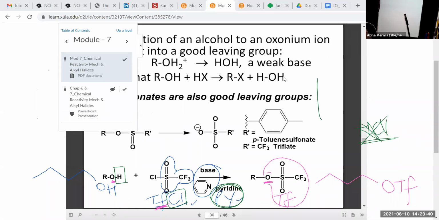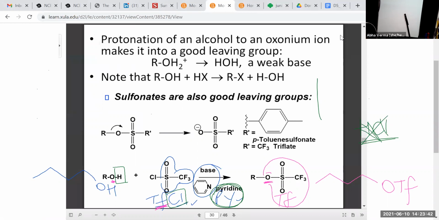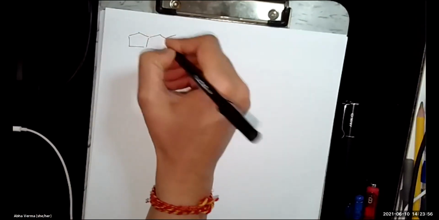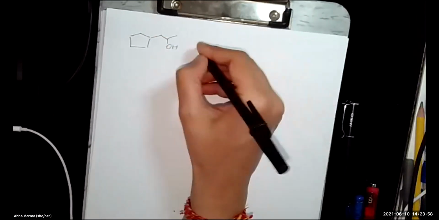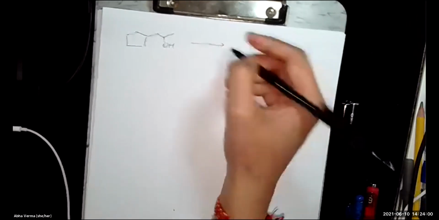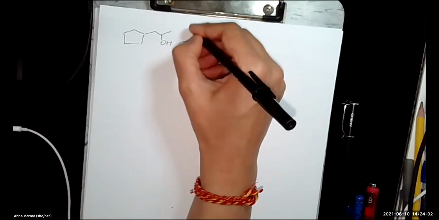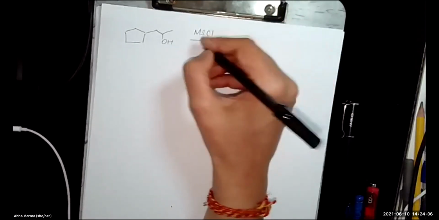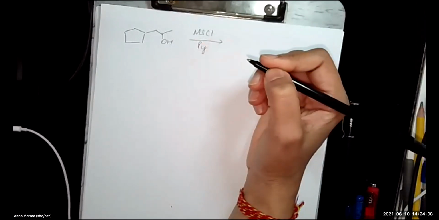And so whenever you do a triflate formation, you will always write the triflate or the mesylate or the tosylate with a pyridinium ion. So let's say that you have a group like this, and I have OH. This OH, I'm going to write mesyl chloride with pyridine.